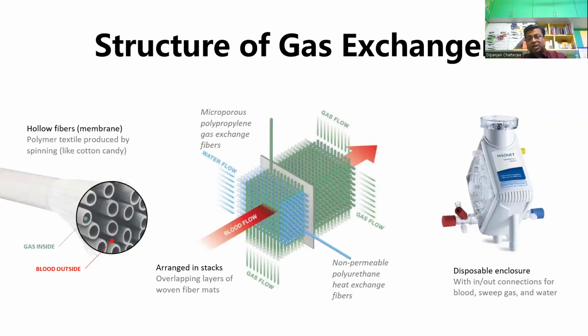Coming to the ECMO circuit, the main two components are the oxygenator and the pump. The oxygenator consists of hollow fiber membranes with gas passing through the hollow fibers, and blood is outside and comes in contact with the hollow fiber membranes. The gaseous exchange takes place by the help of diffusion. The flow of blood is perpendicular to the flow of gases, so that there is proper mixing and more gaseous exchange takes place.